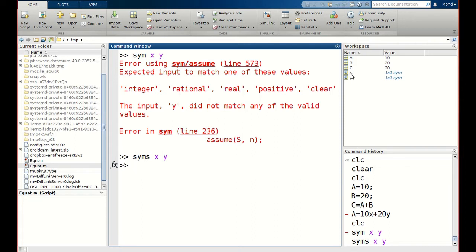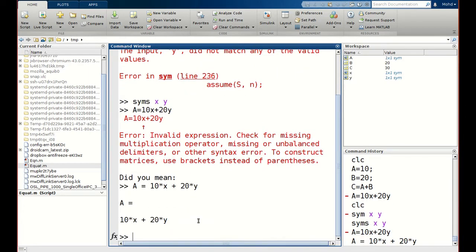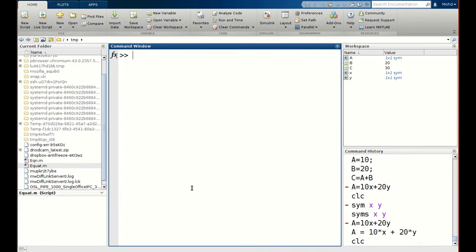We can use these variables to form any equation like a equals 10x plus 20y. So this will become a equals 10x plus 20y, and a will also become a sym variable. Now we can manipulate this equation, we can add, subtract, do various kinds of stuff over there. So let us do some more complex things.